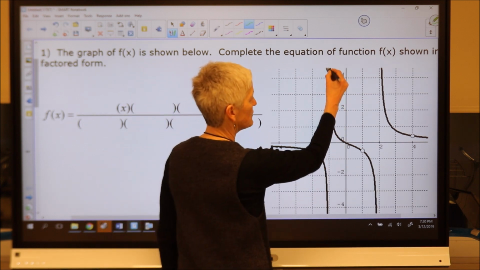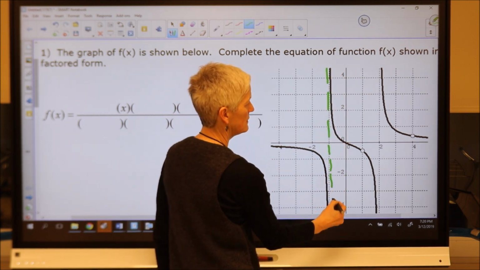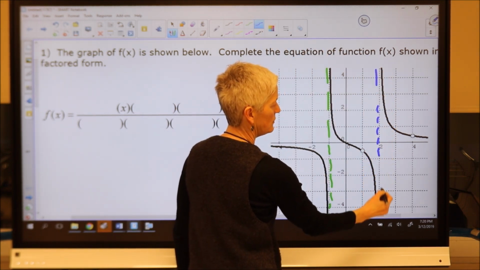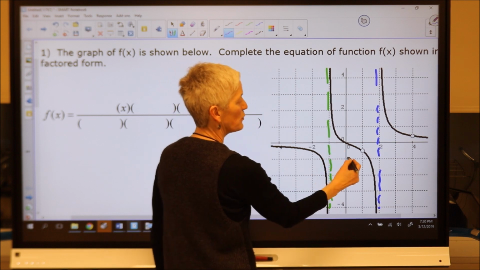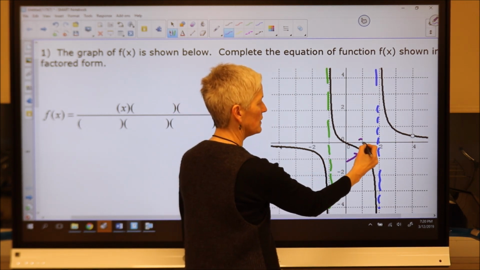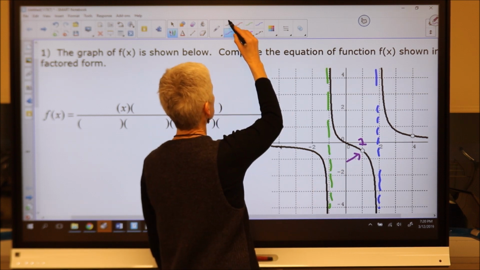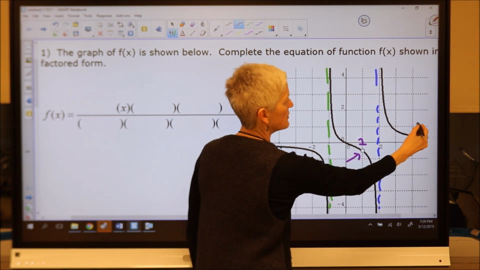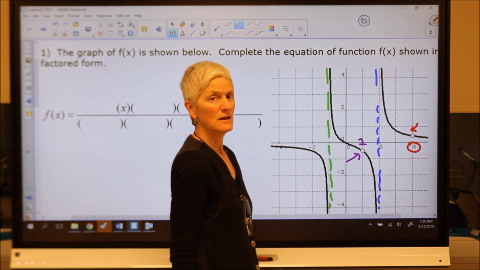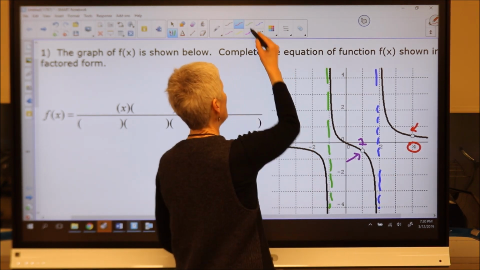I'm seeing an asymptote at -1. I'm seeing an asymptote at x equals 2. And I'm seeing a removable or point discontinuity at x equals 1. And I'm seeing another removable discontinuity at x equals 4. So let's think about what would create these.